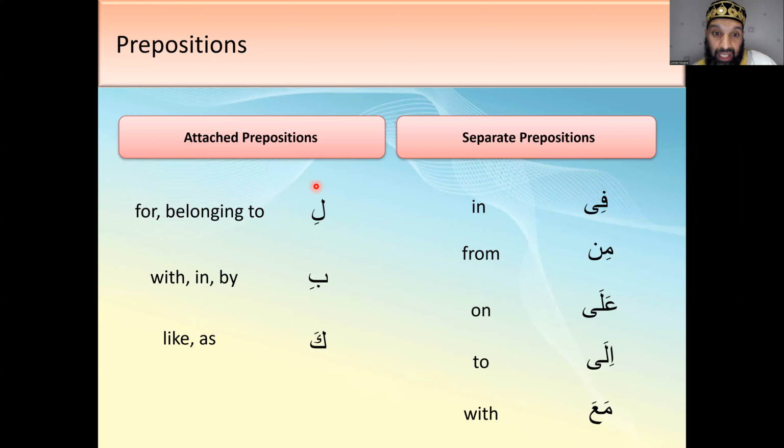These are attached. They attach to the front of a noun, so they prefix onto a noun. Li and bi and ka. There's sometimes a difference of opinion on exactly which the harf jar words are, but this is what is written in the book. So I was taking it from the book, right? So these are going to come at the start of a word. They're going to attach onto a word, and these are harf jar.